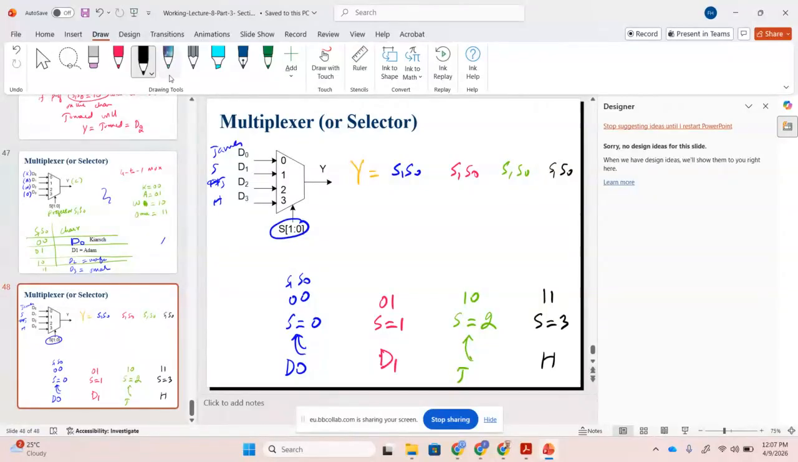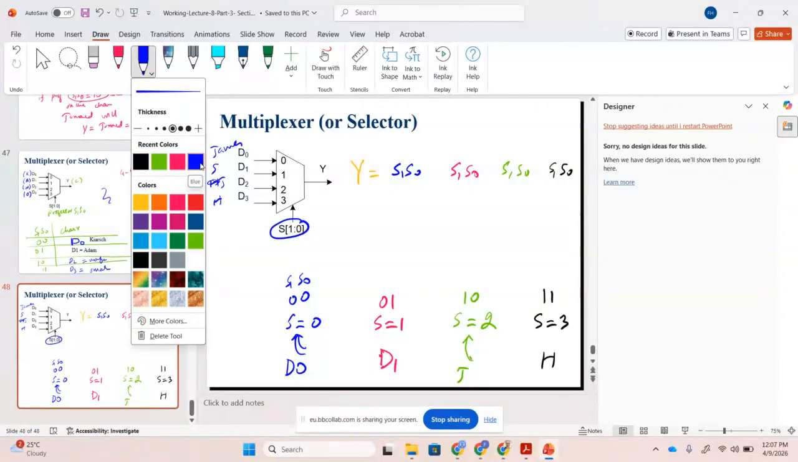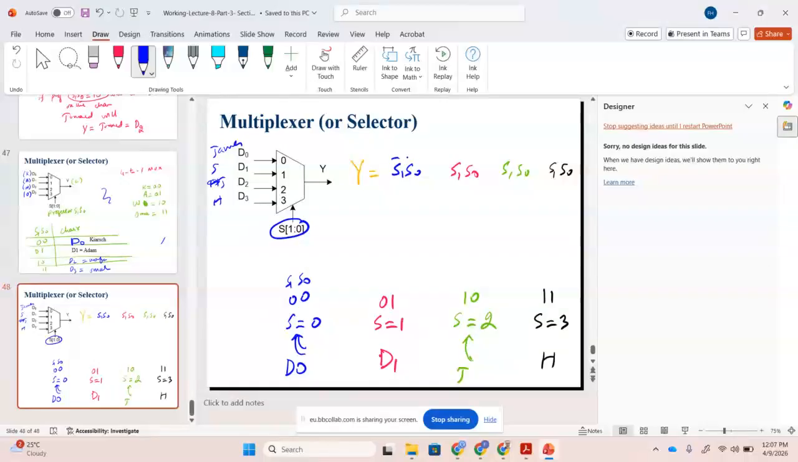So when both of them are 0 0, who will pass? D0 will pass. And if it is 0 1, there will be a bar on S1. So this is 0 1. Got it? And then D1 will pass.